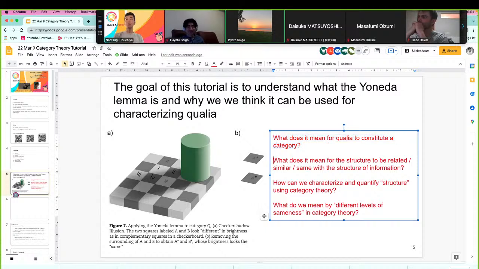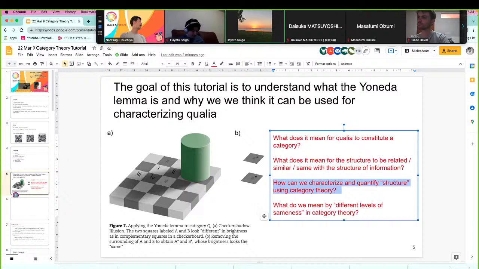Okay, then next we'll talk about what it means for a structure to be related, similar, or the same as the structure of information. So we talk about the structure of qualia and the structure of information being the same or similar, but what does it mean exactly? That's the important thing. The reason we think this is possible using category theory is that category theory is in fact a mathematical theory of structure. So if you want to talk about similarity or relations between structures, then the natural place to go would be category theory.